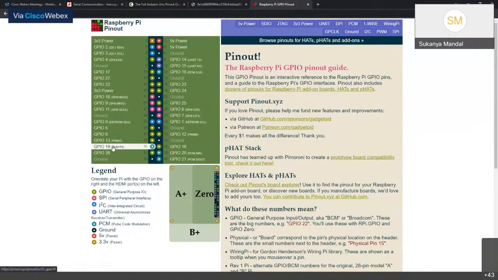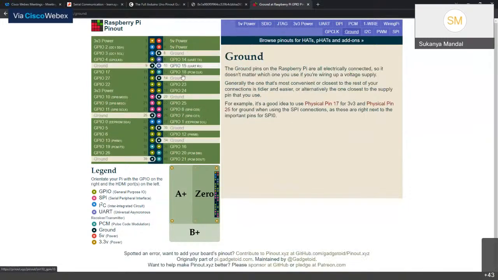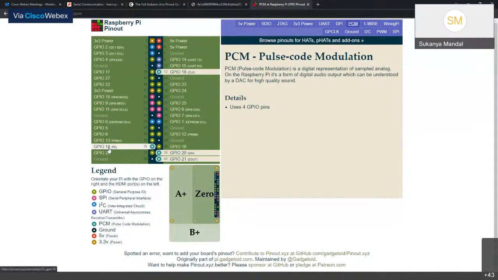I'll just highlight each of the 5 volt pins. Then we have grounds. These pins are grounds. Then we have the pulse width modulation pins, which are 19, 18, 20, 21. These four also act as pulse width modulation pins. But these pins also have other functionalities like clock, FS, digital input, digital output, all of those.